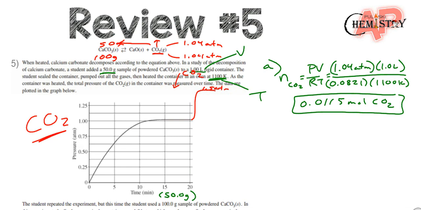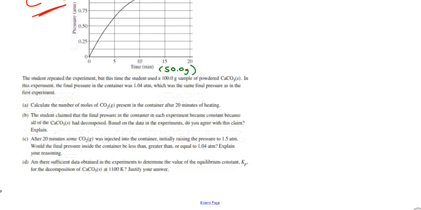Equilibrium was reached in both experiments. The equilibrium pressure is 1.04. As the reaction shifts toward the reactant, the amount of CO2 in the container will decrease until the pressure returns to 1.04. Okay. One left, I believe.